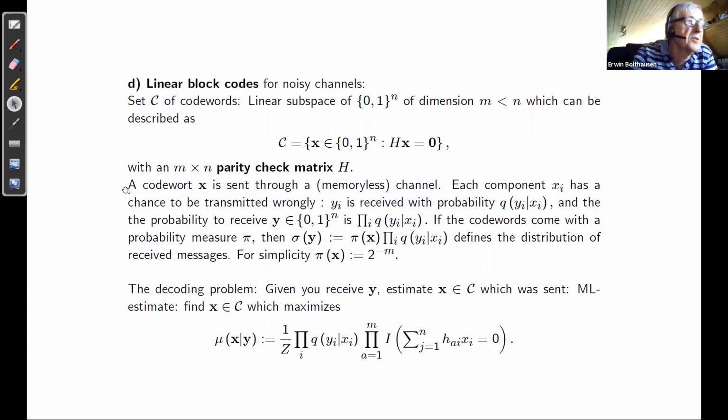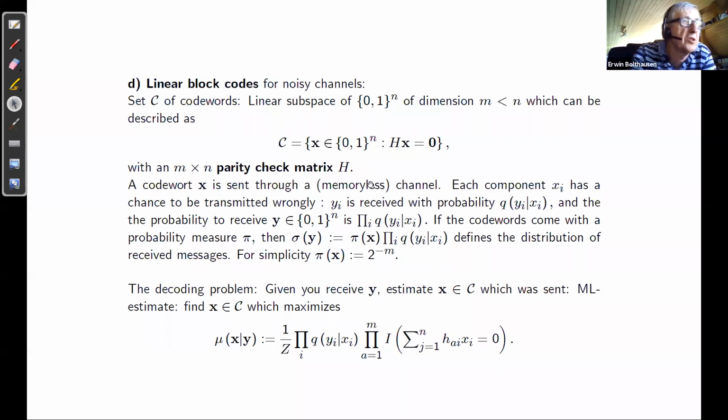The situation is that this code word is sent through a so-called memoryless channel. It doesn't have to be memoryless. The meaning is that you are just sending it at one place, and it can be distorted in the channel.